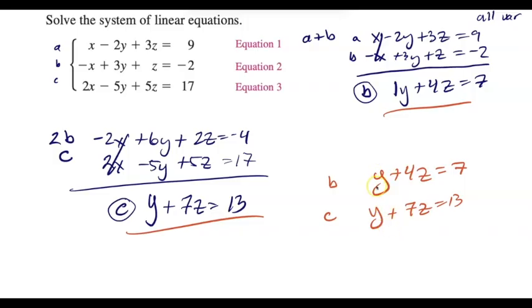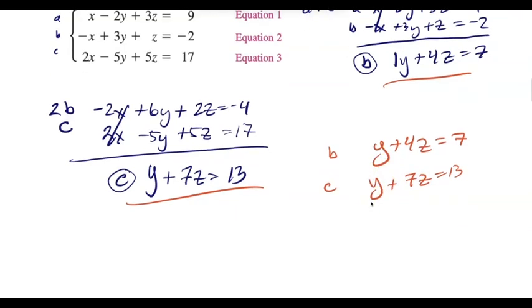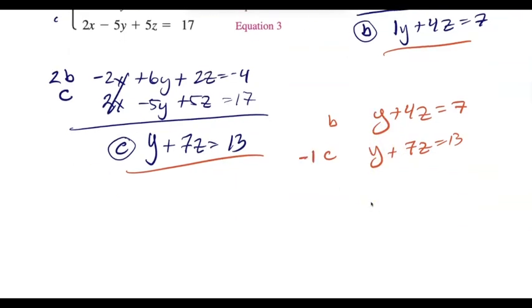So here we're going to get rid of the y's again. Some people like to subtract. I hate subtracting. I'm going to multiply the bottom row by -1, so the y's here will be different signs. Then I'm going to add them. So I'm going to do this. -1 times c. I'm going to add it to b. Let me write it right here so you can see it.